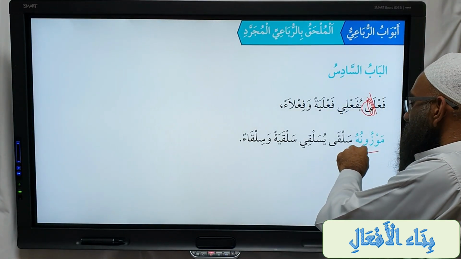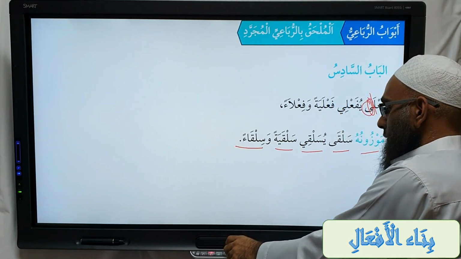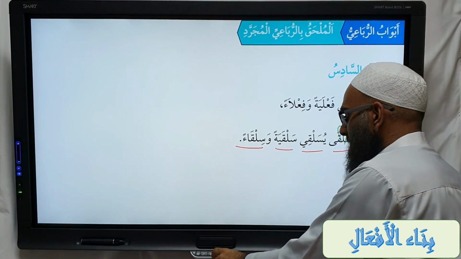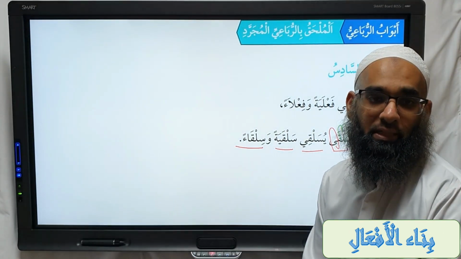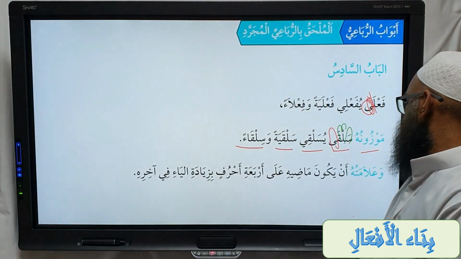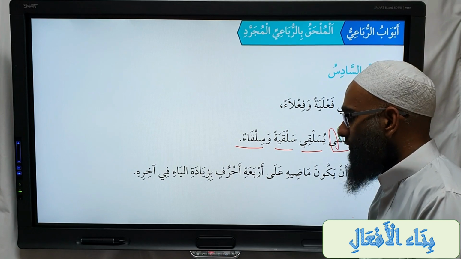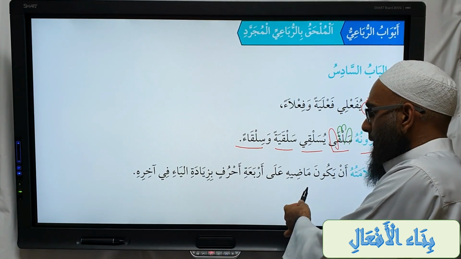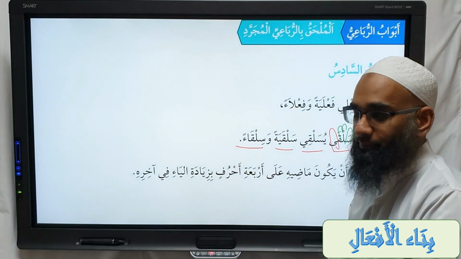So, موزونه سلقا يسلقي سلقية وسلقاء. What's the root letters? Sin, lam, qa. And what's the extra letter for إلحاق? Yeah. So, سلقا يسلقي سلقية وسلقاء. وعلامته أن يكون ماضيه على 4 أحرف بزيادة الياء في آخره. And the sign is that what? The ماضي has 4 letters with a ya at the end.